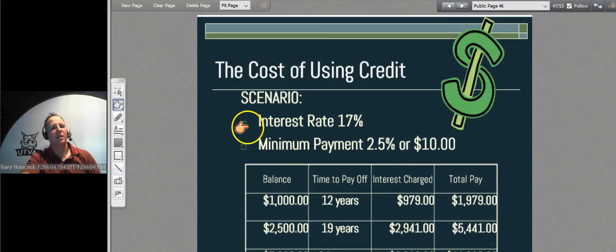Okay, let's do some scenarios real quick. Let's say you had a $1,000 balance, and the time to pay it off is 12 years. You pay the minimum payment. This is doing minimum payments on a credit card. On $1,000, you're going to be charged $979, so you'd be at $1,979 if you paid the minimum payment for 12 years. And that's on $1,000, guys. That's ridiculous. Let's just look at this one down here: $5,000, 24 months to pay. You make the minimum payment.